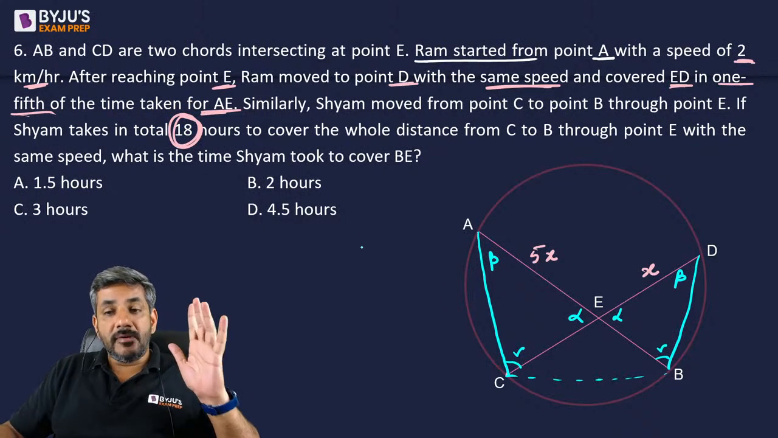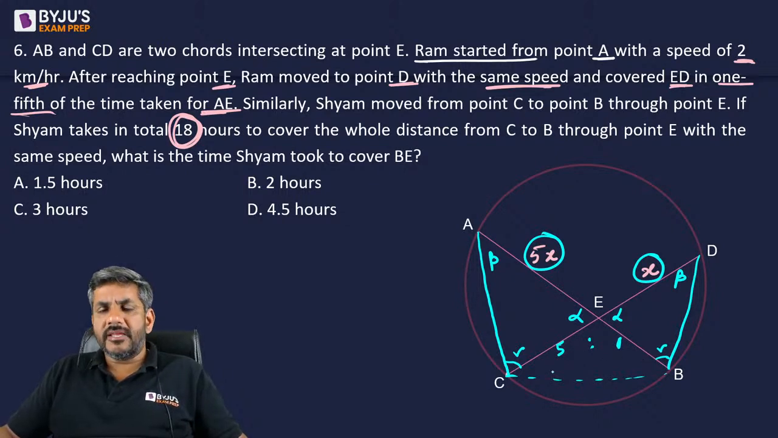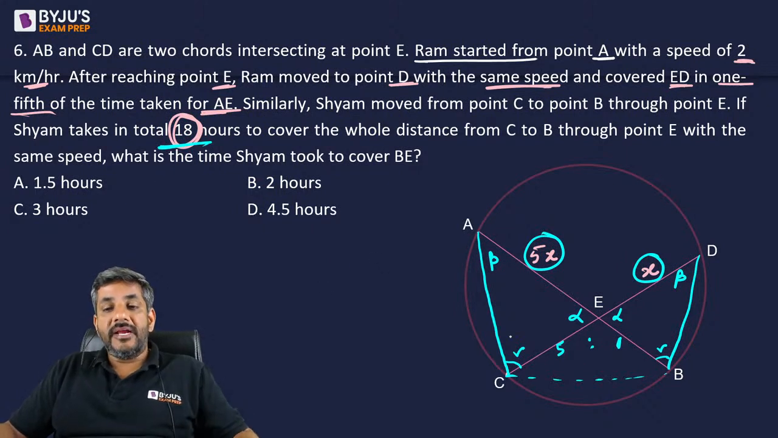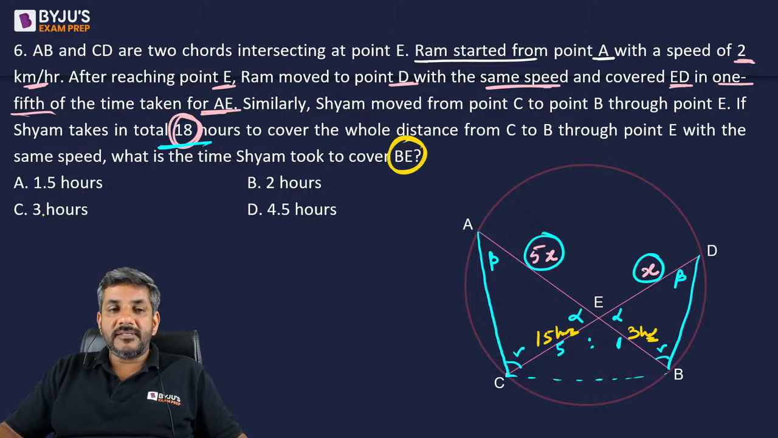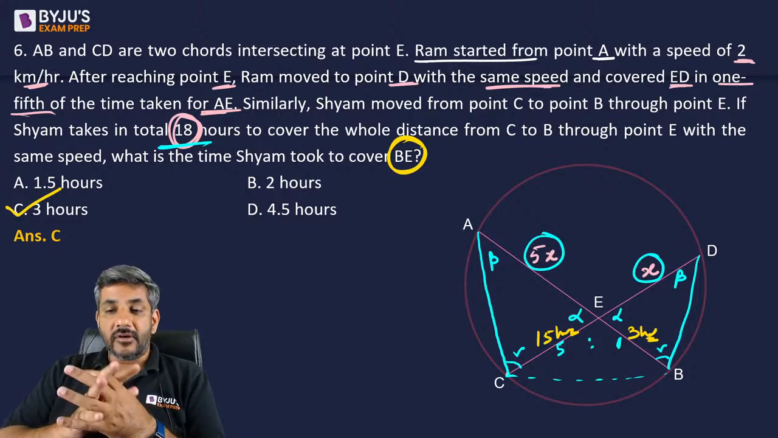And if they are similar, then these two sides of these two triangles are in a ratio of 5:1. So these two sides should also be in a ratio of 5:1. CE and EB should also be in a ratio of 5:1. The total time taken is 18 hours. So 18 hours distributed in a ratio of 5:1. 15 hours is the time taken to cover from C to E. 3 hours is the time taken to cover from E to B. Question is asking about E to B. That means 3 hours is the right answer for us. Answer is option C for this question.